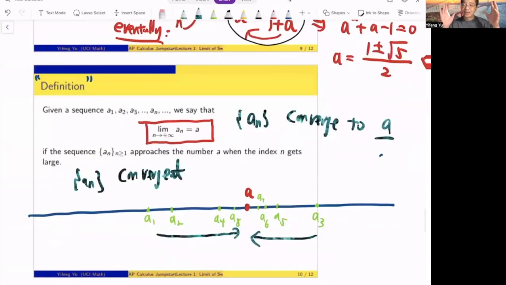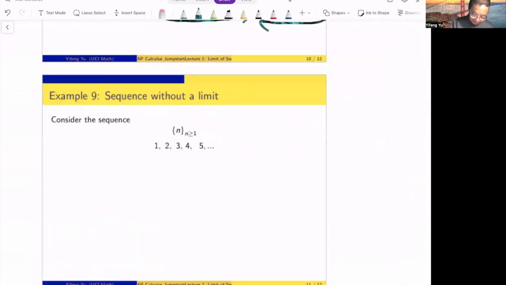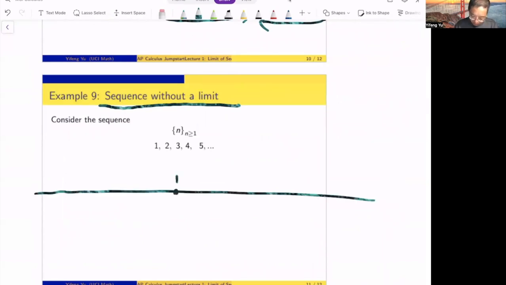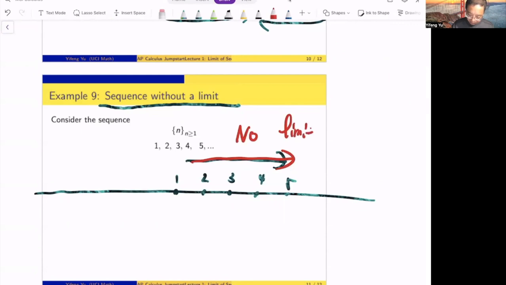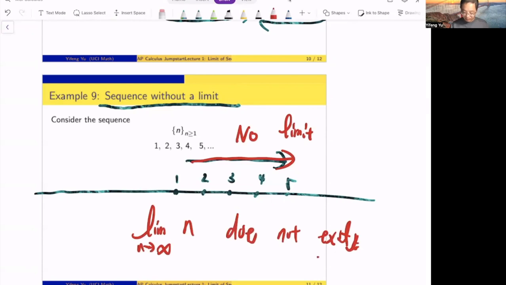So far we have seen examples of sequences that have a limit, but of course it could happen that a sequence does not have a limit. Let's look at this example of a sequence that does not have a limit. First, let's look at the sequence of natural numbers: 1, 2, 3, 4, 5. Clearly the sequence will just go to infinity. It will never approach a number. So this one has no limit, or we say the limit as n goes to infinity of the sequence does not exist.